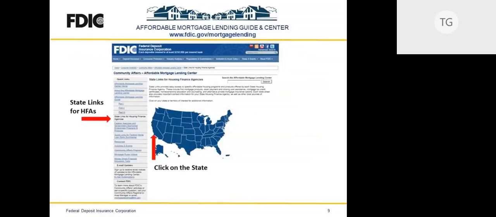Now I am going to talk about 3 links that I believe you will find most useful. The first is the state links for housing finance agencies, which provides easy access to specific affordable housing programs and products offered by each state housing finance agency. Each state sheet also provides important contact information for your state housing finance agency, as well as other local sources of information. Click on your state or territory of interest for additional information.